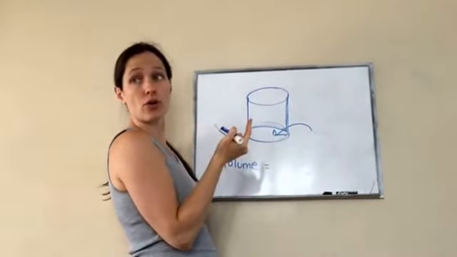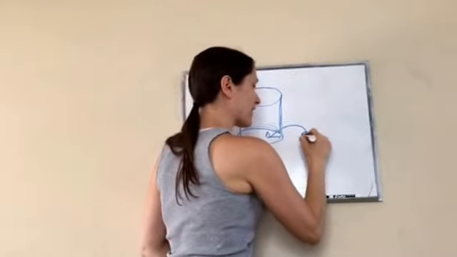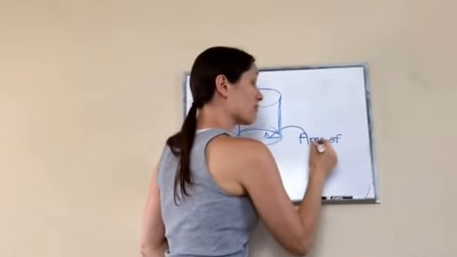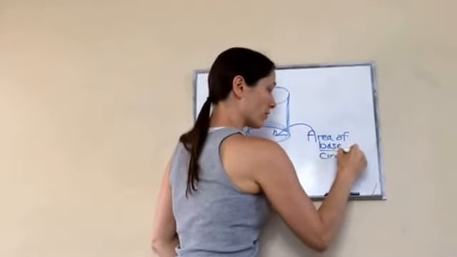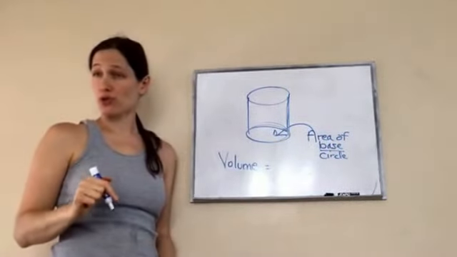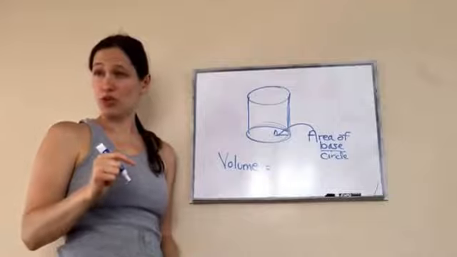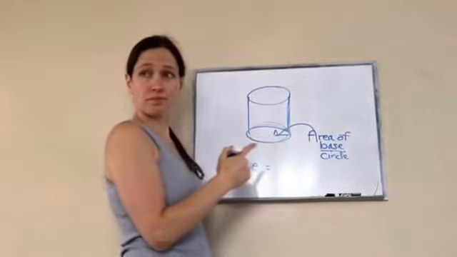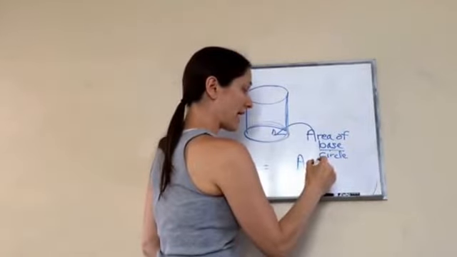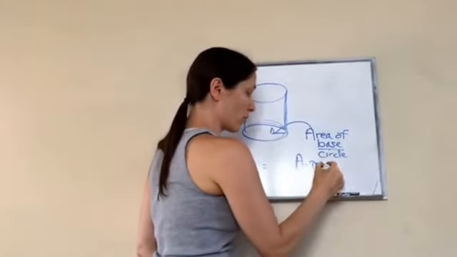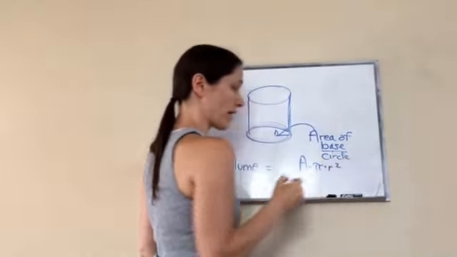It's a circle. So, how do I find the area of the base? The base is a circle. How do I find the area of a circle? Do you remember the A equals? Yeah, it was 3.14 times radius squared. Yes. A equals pi, which is 3.14, times r squared.